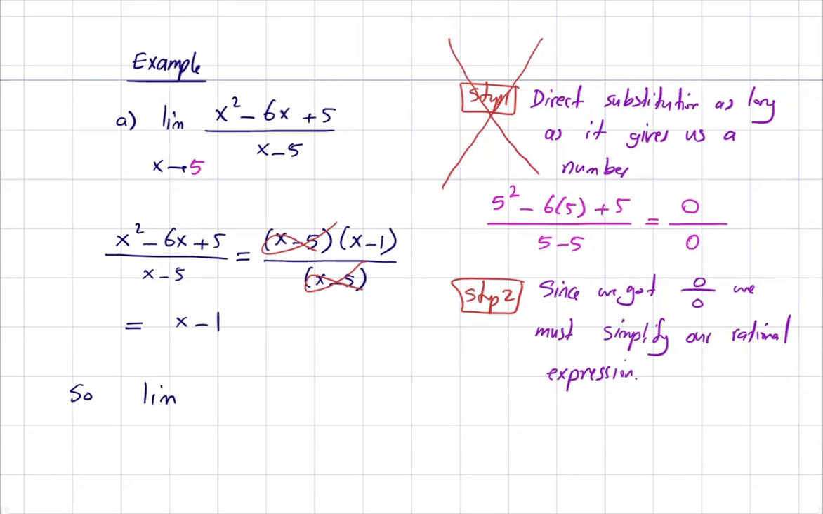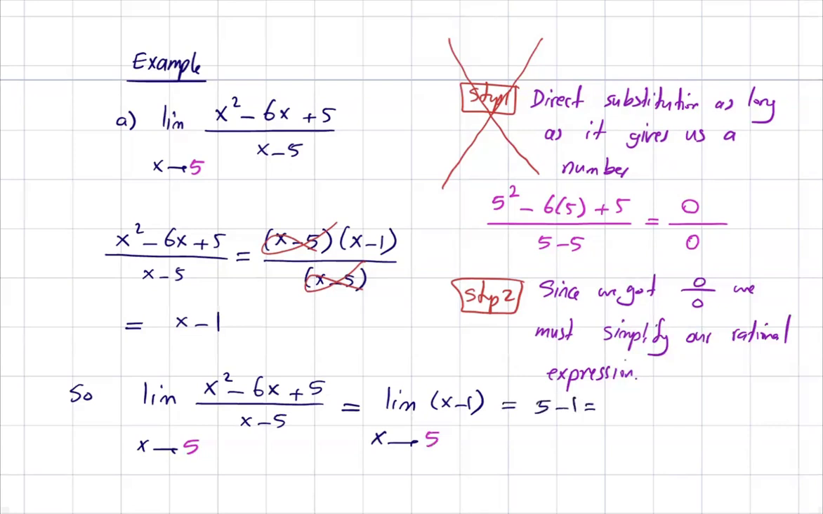So the limit of x squared minus 6x plus 5 divided by x minus 5 as x goes to 5 is the same as the limit of x minus 1 as x goes to 5, which gives you 5 minus 1 or 4. This is the y value or limit.